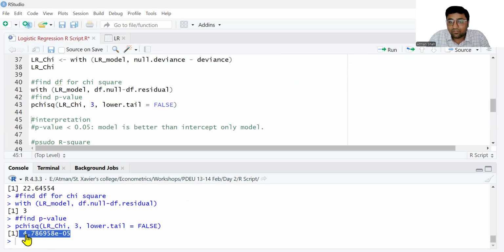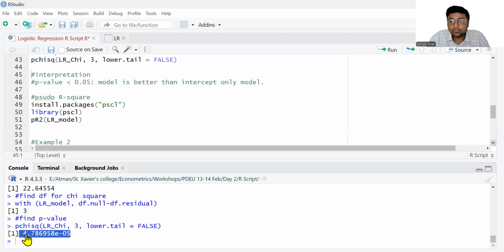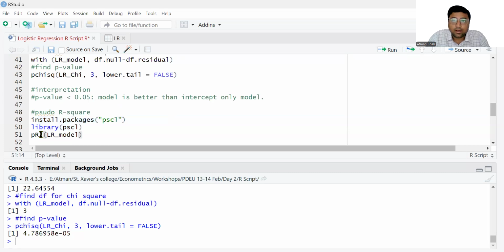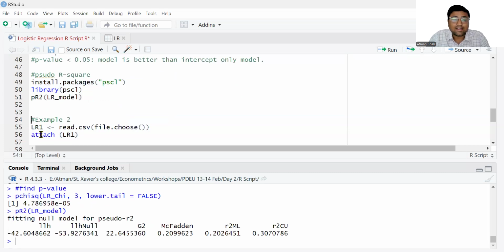And at the end, we find the pseudo R-square. For that, you need to install this package pscl. And then you use this pR2 command to find the pseudo R-square. And check this McFadden value. The value is 0.20. So that means we have a modest fit. And this is how we interpret the logistic regression model.